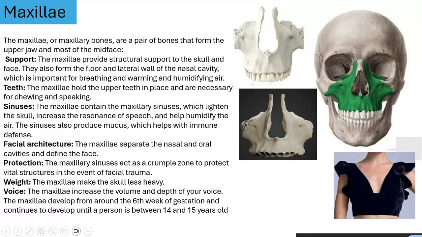Maxillae develop from around the 6th week of gestation and continue to develop until a person is between 14 and 15 years old. And that's why the kids that we see at 2nd or 3rd year, right, they have a completely different structure of maxillary bone when they turn 14, 15, right? You can see the facial structures changing.